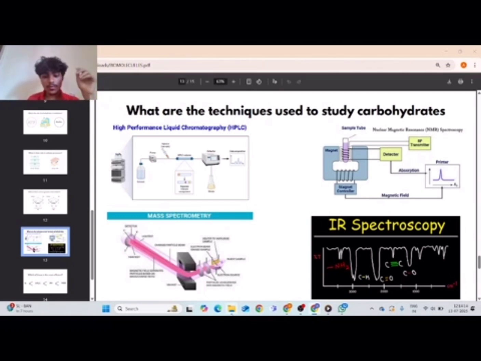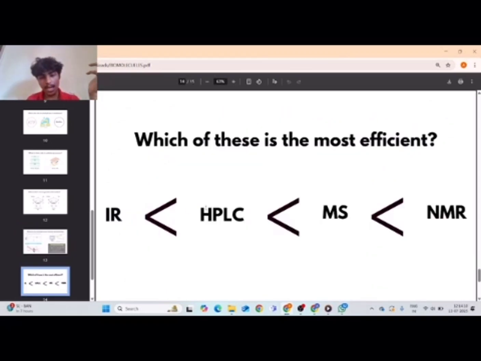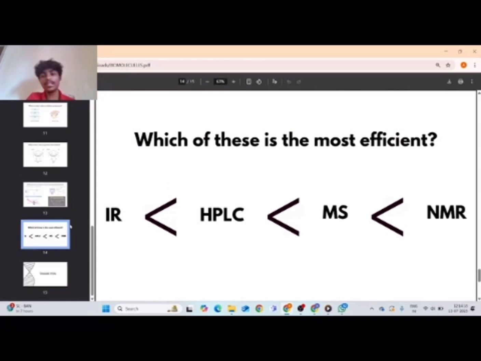You must be wondering, out of all of these four methods, which is the most efficient? As you can see, I've prepared an increasing order of all of these methods. So the least efficient is the IR method. The second least is the HPLC, then comes the MS, and lastly the NMR. These are the different methods used to study carbohydrates and the various efficiencies that we have found.